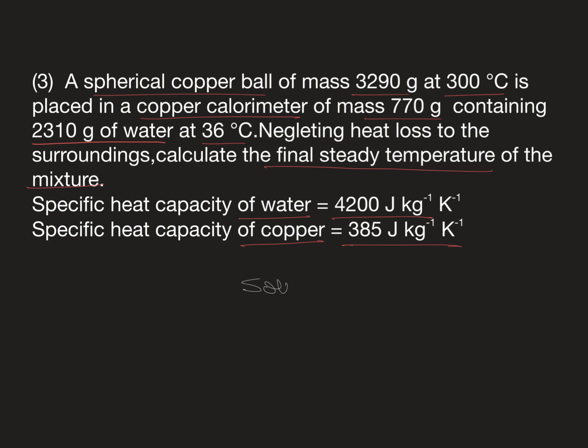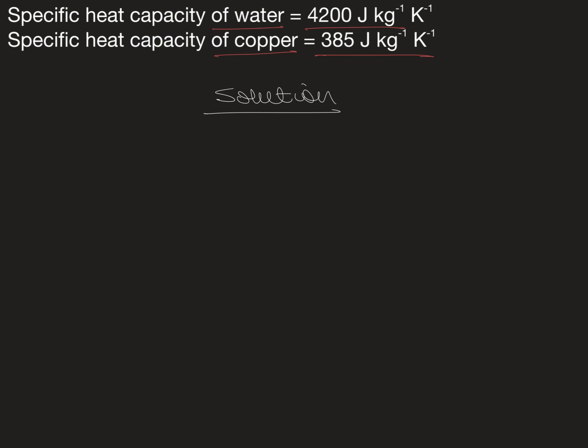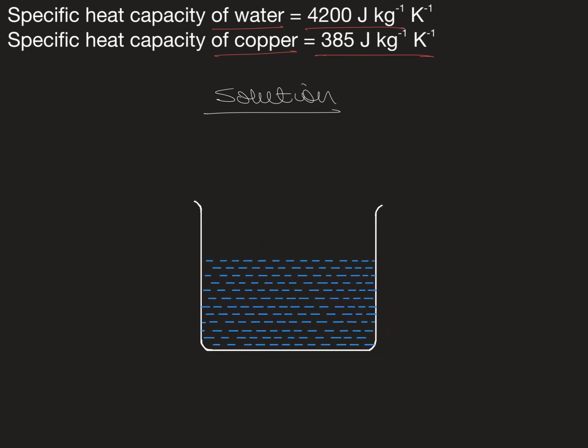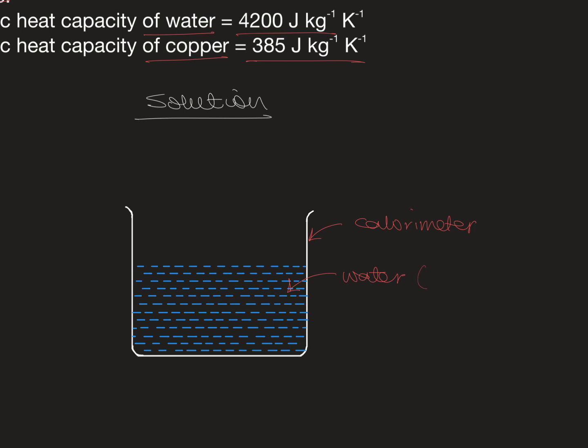Solution. If we should break down this problem, we have water that is inside a calorimeter. The initial temperature of the water is 36 degrees Celsius. Obviously, that will be the initial temperature of the calorimeter as well.